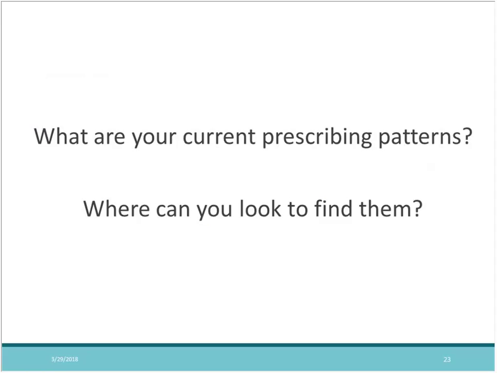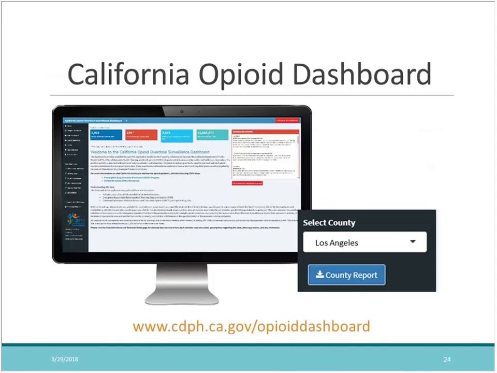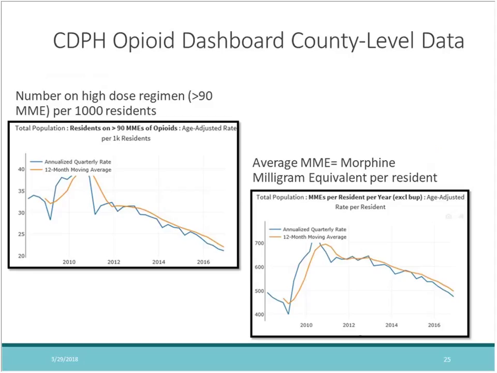So how do you know what your current prescribing patterns are in your jurisdiction? Many of you may be aware of the California Opioid Dashboard. This is a tool that anyone can find; if you just Google California Opioid Dashboard, it would be the first thing that comes up. It shows, with drop-down menus by county, the prescribing rates in a variety of ways. On the left, you have the number of people taking very high doses, above 90 morphine milliequivalents per day. So these are the chronic high-dose opioid users. It also shows the number of milligrams of morphine actually dispensed into the community as a whole over time.